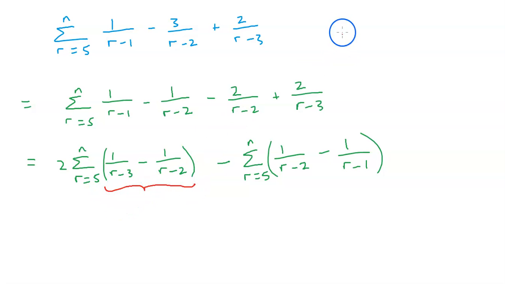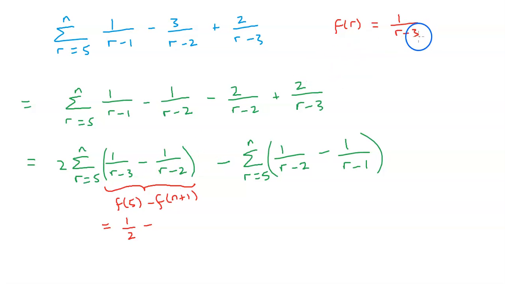This one here, our function f of r is clearly 1 divided by r minus 3. And since we're starting at 5, it's going to be f of 5 minus f of n plus 1, which is going to be equal to 1 divided by 2 minus, and then over here, we put n plus 1 into here. So it'll be n plus 1 minus 3, so 1 divided by n minus 2.